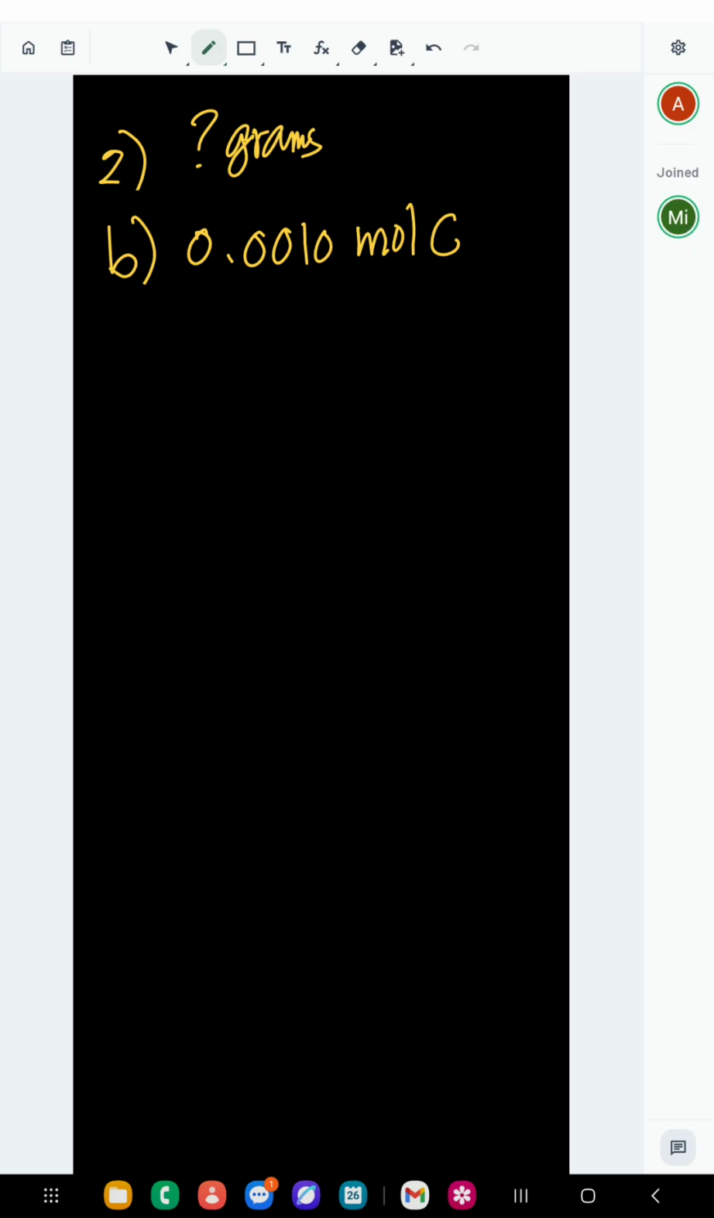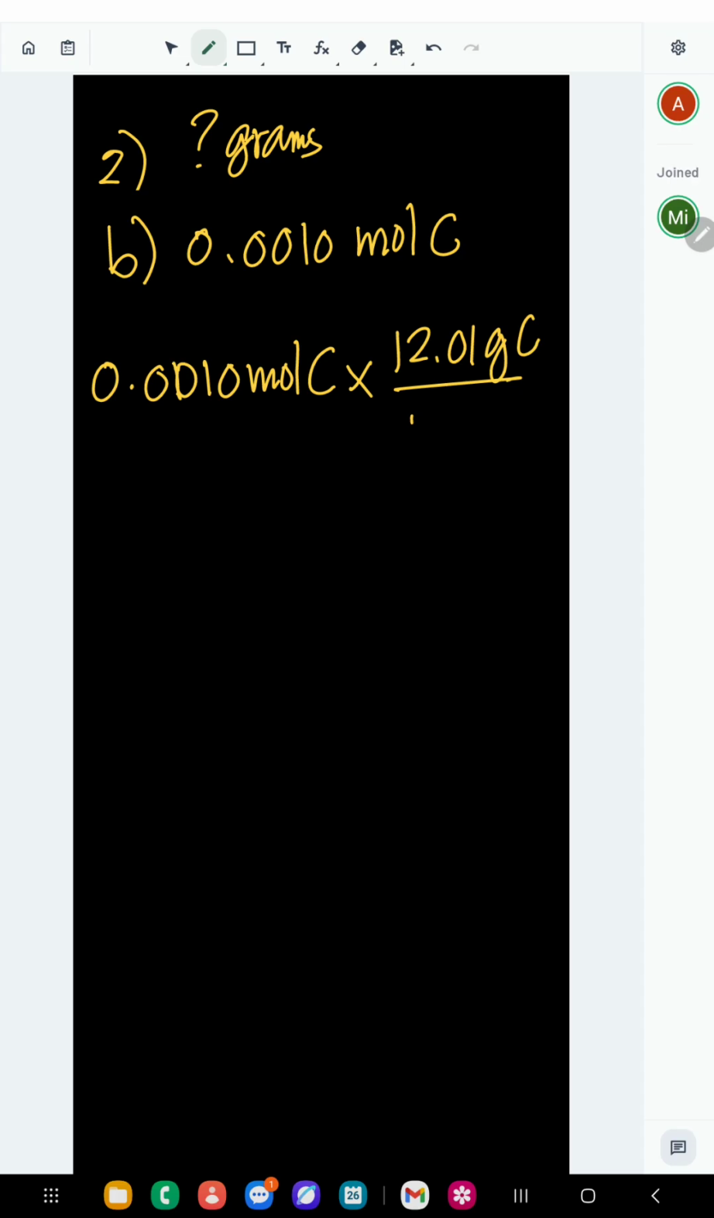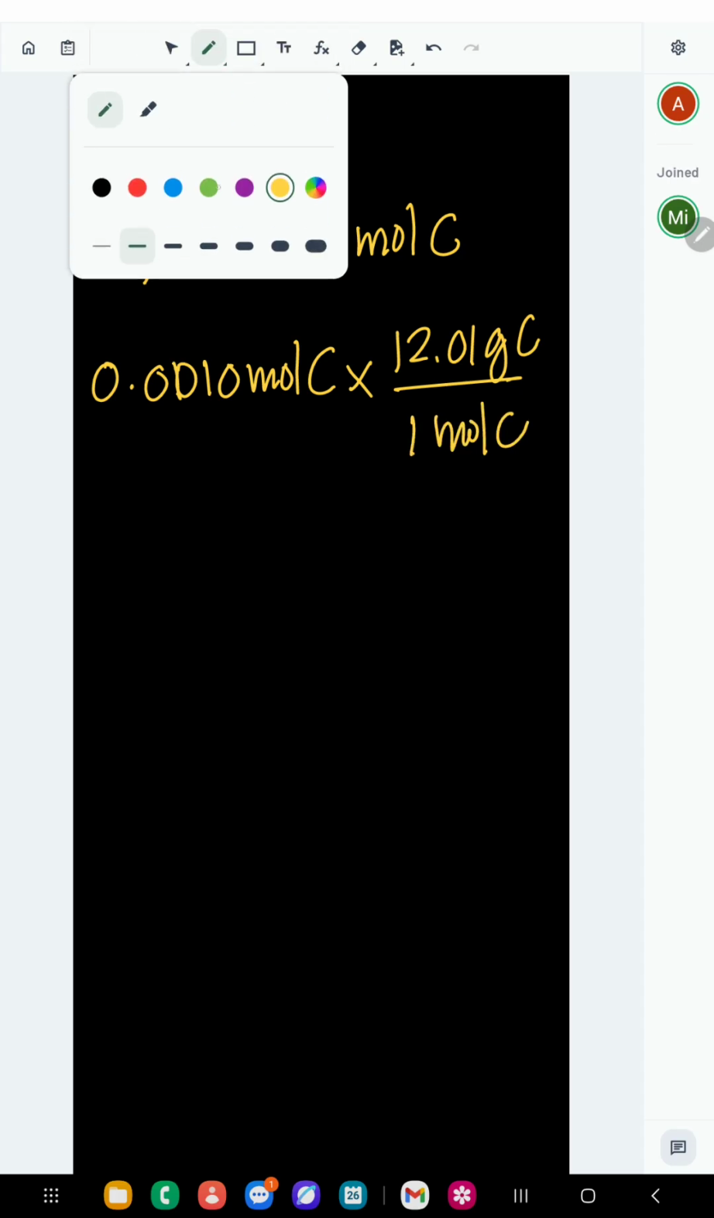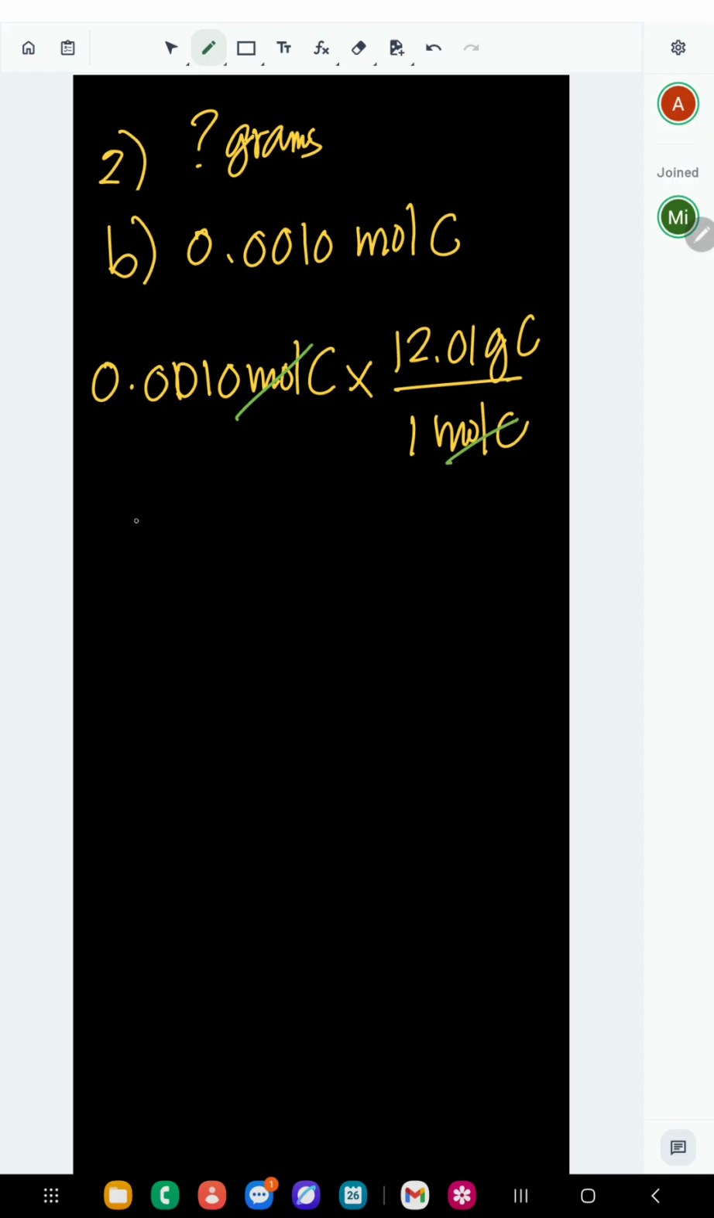Since we're given the number of moles, we don't need to use Avogadro's number. So we just do directly 0.010 mole carbon times the molar mass of carbon, that is 12.01 grams carbon per 1 mole carbon. And then this cancels out. So what is 0.010 times 12.01? Okay, so that should be the answer.